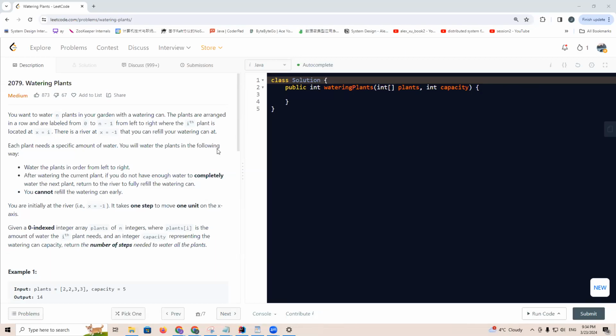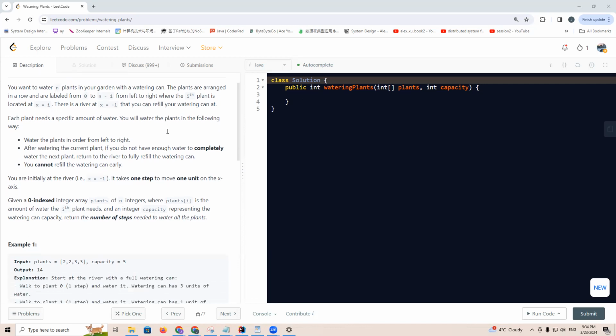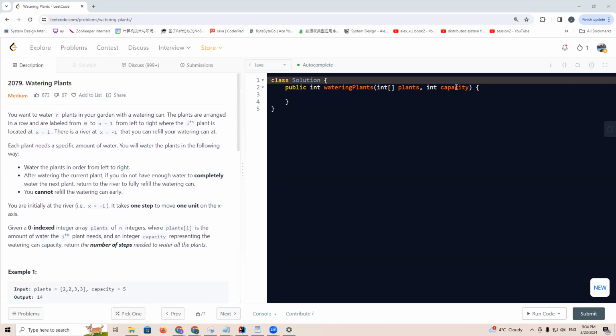Let's go to LeetCode 2079, Watering Plants. For this question, it gives us an integer array of plants, which represents for every plant how much water we need to water our plants. And also, you are initially at index -1, I think, and you have a water can with a capacity.